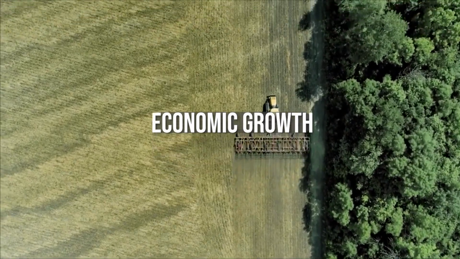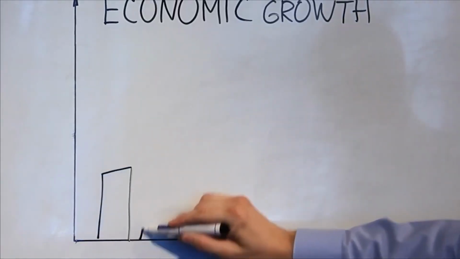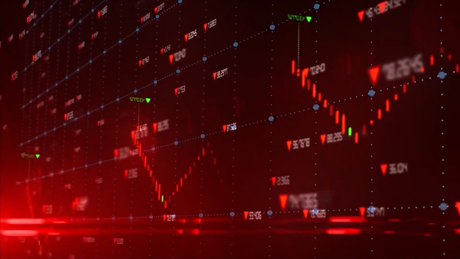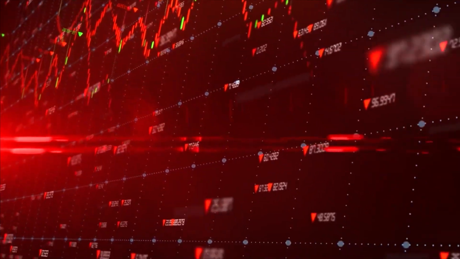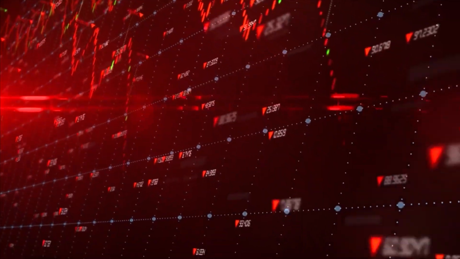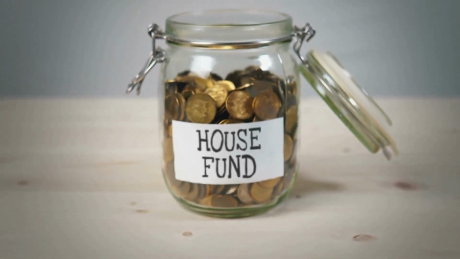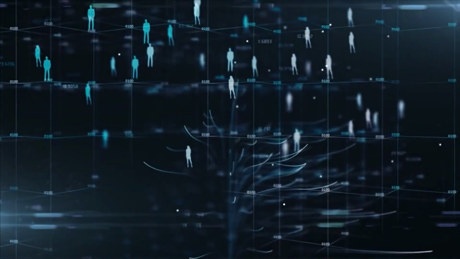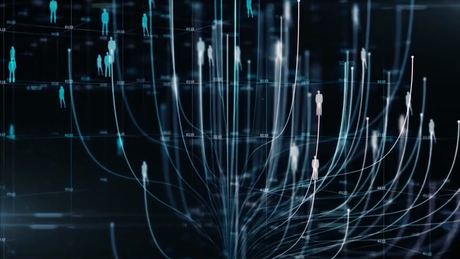1. Economic growth. GDP growth indicates the expansion or contraction of an economy. Positive GDP growth signifies increased production and improved living standards, while negative growth may signal a recession or economic downturn. 2. Standard of living. GDP per capita, which is calculated by dividing GDP by the population, provides insights into the average income and standard of living within a country. However, it doesn't account for income distribution disparities and quality of life factors.